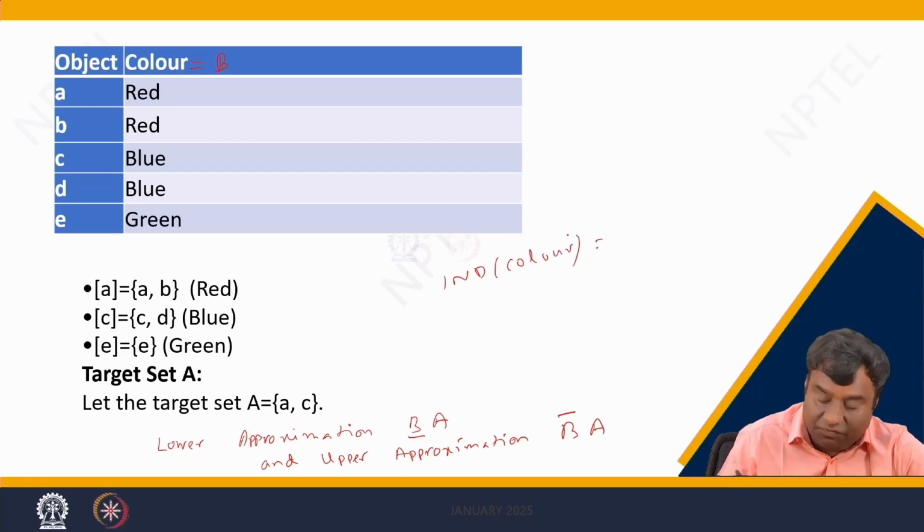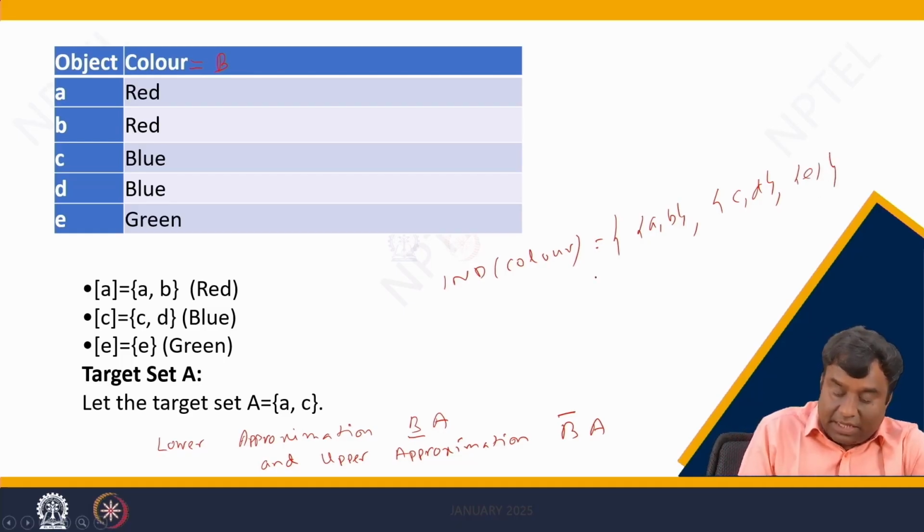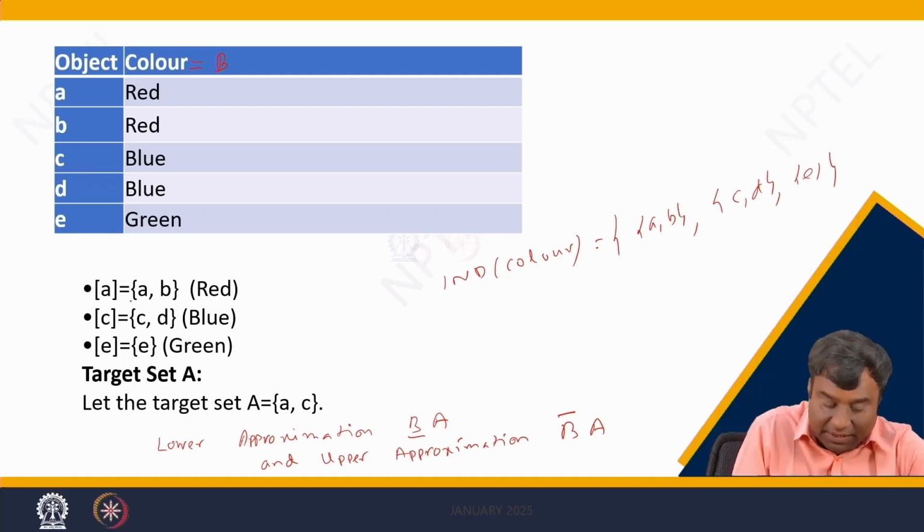So you can write the indiscernibility of color. First red, that is A, then blue C, and then E. So this is indistinguishable by color. Now the equivalence class for A is AB, this is for red. For C it is CD. So there are three equivalence classes: equivalence class A, equivalence class C, equivalence class E. The target set we are defining is A and C.